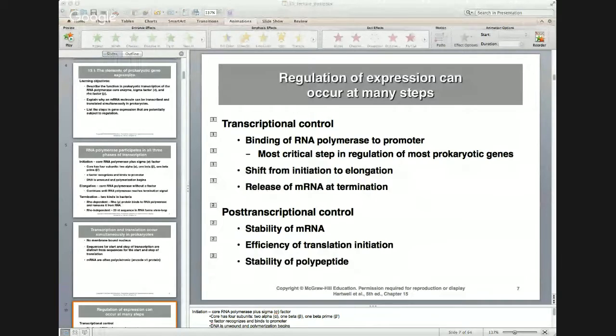Okay, how about this? Can you see this slide? It's entitled Regulation of Expression Can Occur at Many Steps. Let me know if you're seeing the slide. I just need one person to respond.